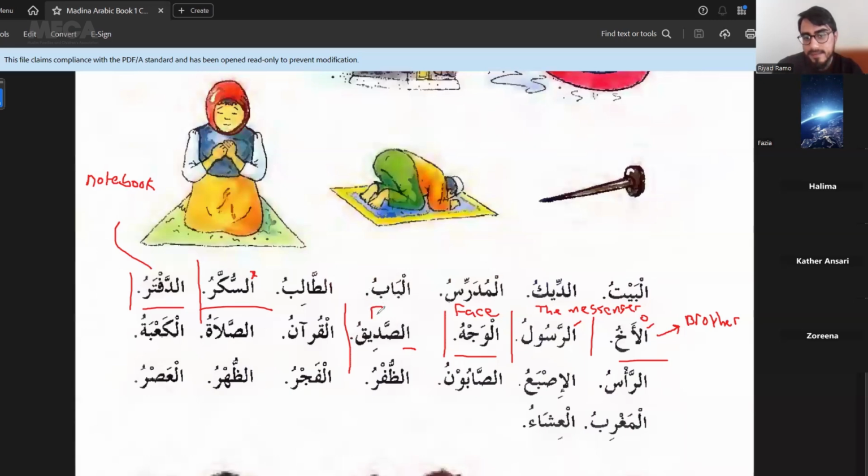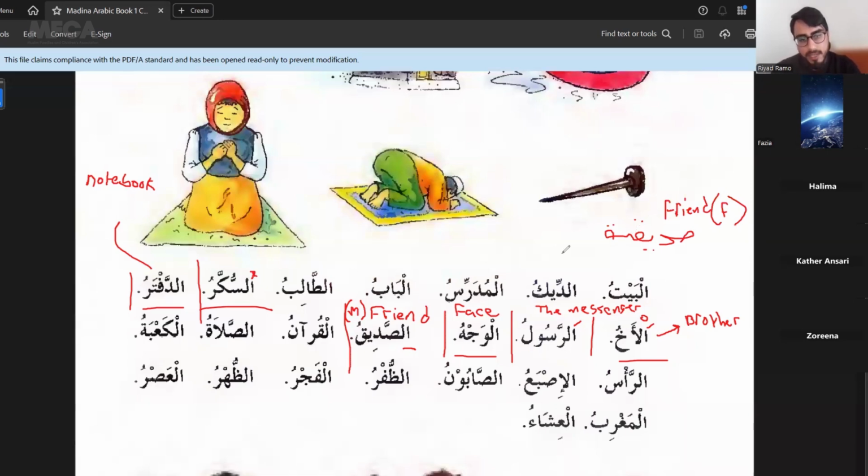Friend. The friend. That's a new word for us. Oh, we didn't know Sadiqu. Friend, but this friend is referring to a male. If you want to say a female friend, Sadiqa. But we're going to talk about that in the future chapters, inshallah.